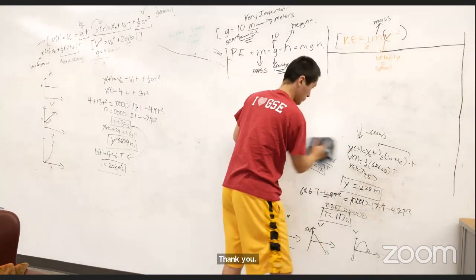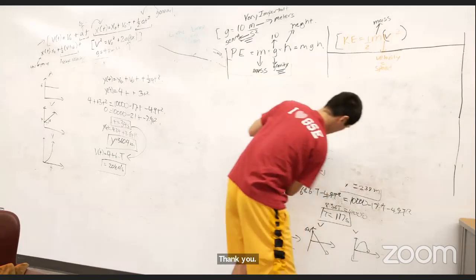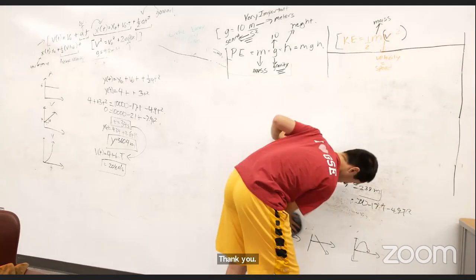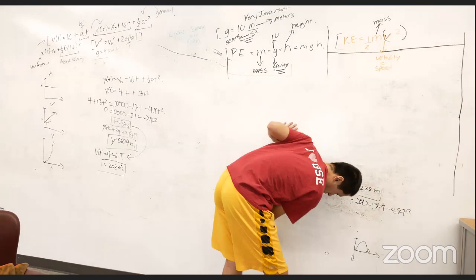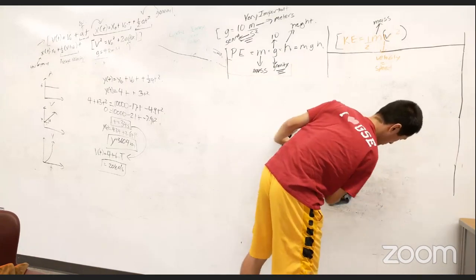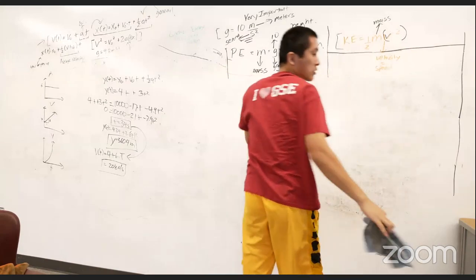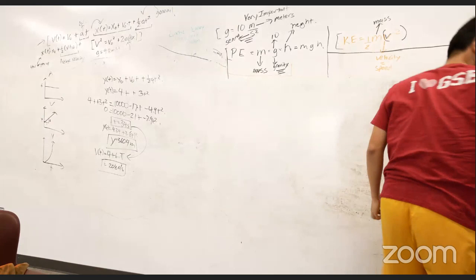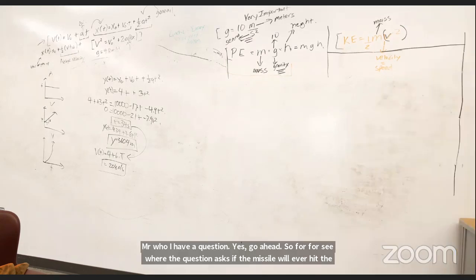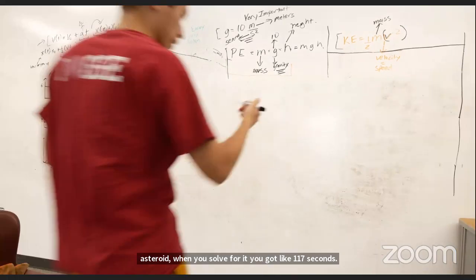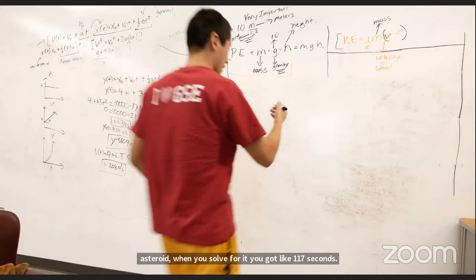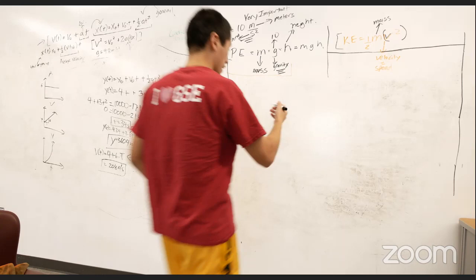Mr. Hu, I have a question. Yes, go ahead. So for 4C, where the question asks if the missile will ever hit the asteroid, when you solve for it, you got like 117 seconds. But that value, they do intersect there, but it's not above 0. So it's not really modeled. It is the function, but it's not really modeled by the function.